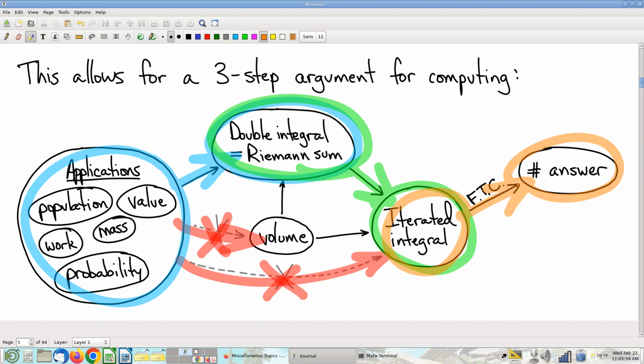So this is our 3-step process. When you're going to use a double integral for calculations, I need to see all 3 of these steps. That's the argument. Good place to draw the line.